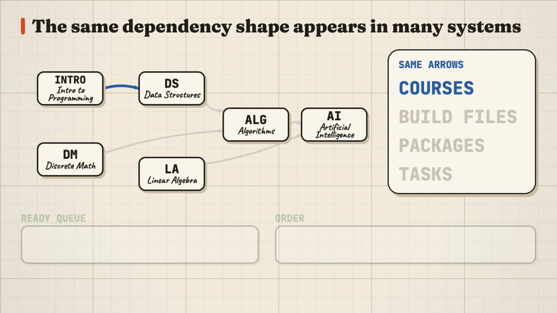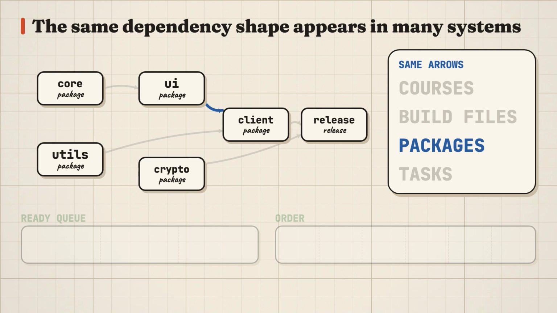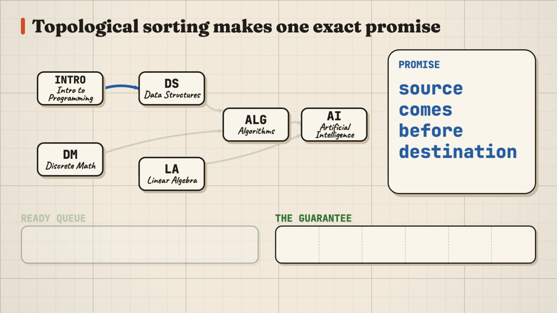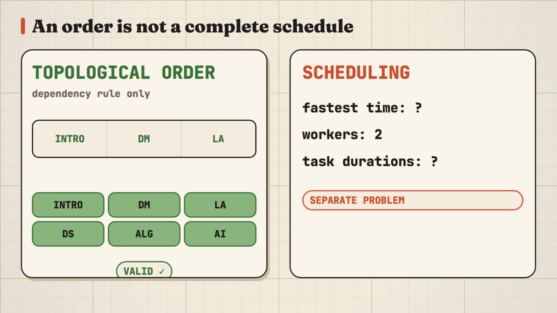Course prerequisites are only one example. Build systems use the same idea when one file depends on another. Package managers use it for software dependencies, and task systems use it when one job must finish before another can begin. In every case, topological sorting gives us the same promise. If there is an arrow from one task to another, the first task will appear earlier in the order. It does not tell us the fastest schedule, how many workers we need, or how long the work will take. It only tells us which tasks must come before others.